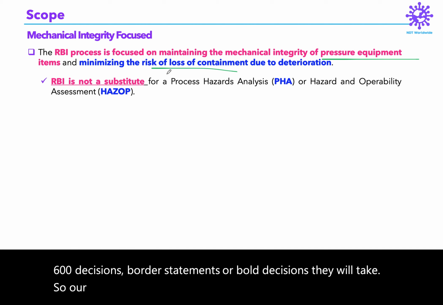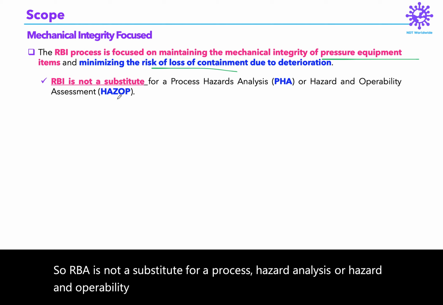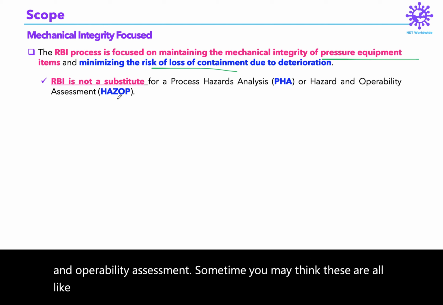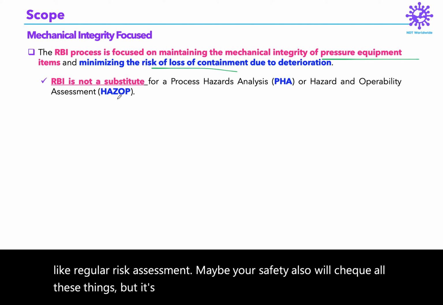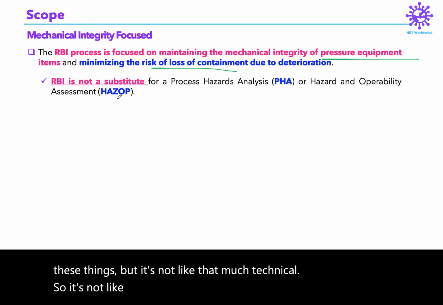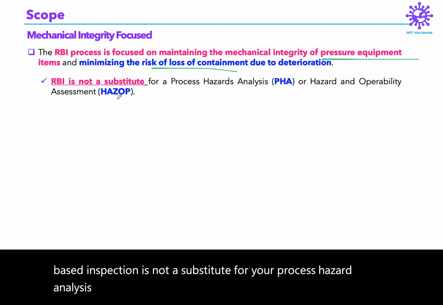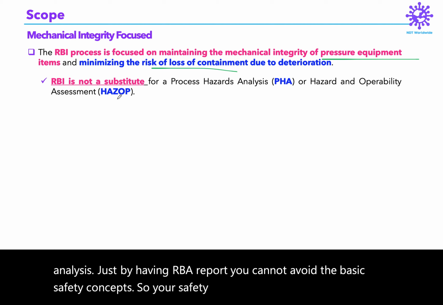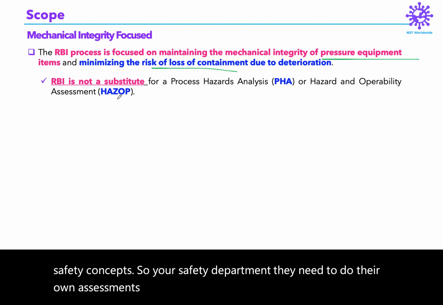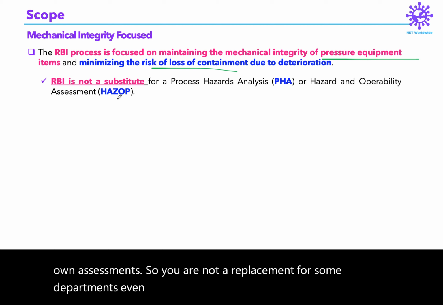RBI is not a substitute for a process hazard analysis or hazard and operability assessment. Sometimes you may think these are all regular risk assessments. Maybe your safety department also will check all these things, but it's not that technical, it's not a detailed analysis. That's why risk-based inspection is not a substitute for your process hazard analysis. Just by having an RBI report, you cannot avoid the basic safety concepts. Your safety department needs to do their own assessments. You are not a replacement for other departments, even though your work matches that particular requirement.